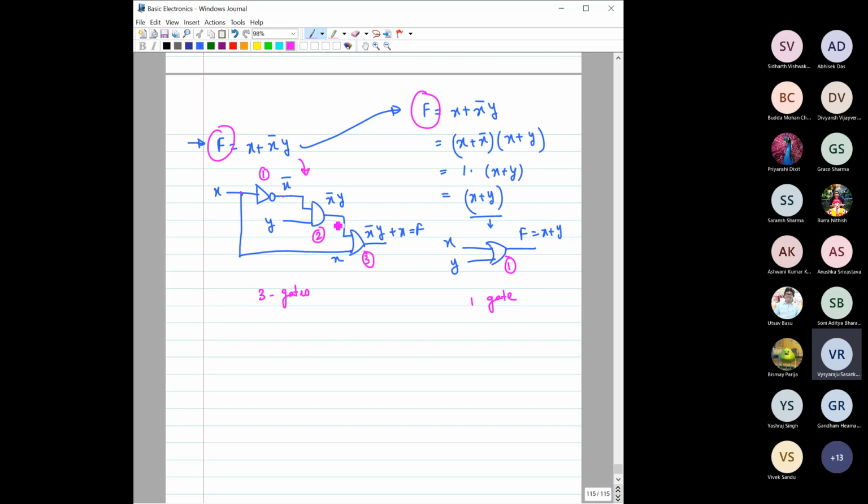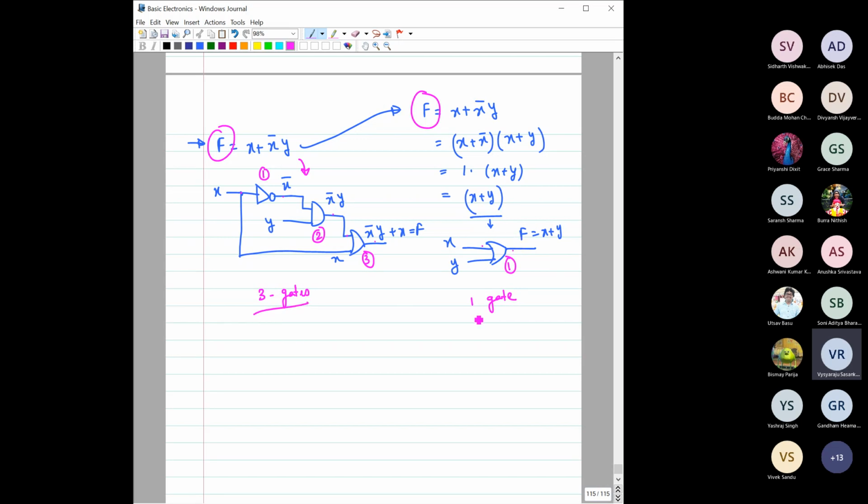Then from here to here there will be some delay. If you consider that all gates have similar delay, then the delay is 3 units. Whereas in the second implementation, the delay is only 1 unit, right?